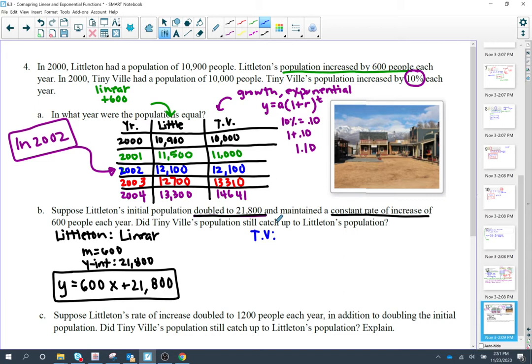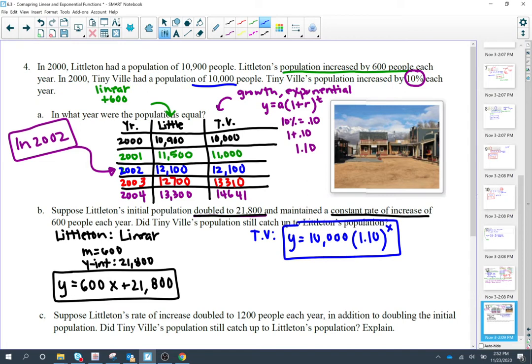Tinyville, we said, was exponential growth. Okay, we kind of took some notes up here. Exponential growth, we have y equals a times 1 plus r to the t. So y equals a, the starting population of Tinyville. Well, starting population of Tinyville is 10,000 people. 1 plus r, we said, was 1.10 to the t power. Now, for the sake of graphing, I'm going to switch that over to x because the calculator we're going to use here is not going to like the variable t.